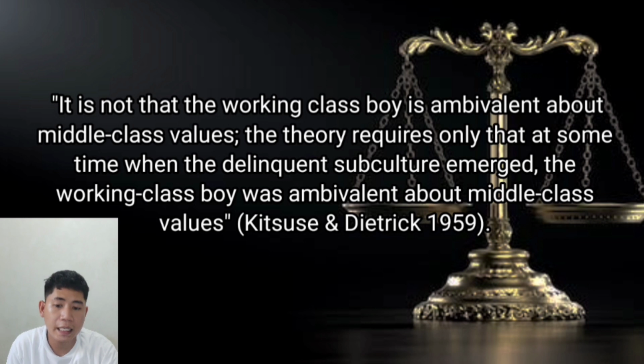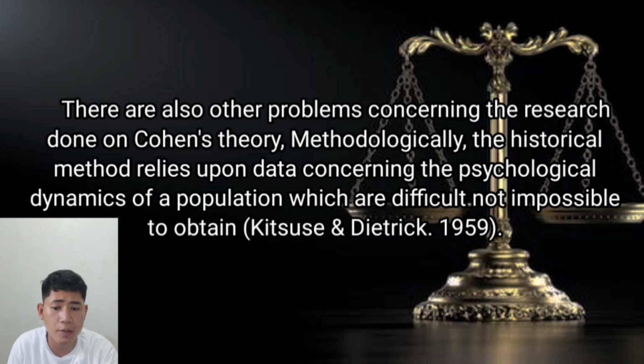It is not that the working class boy is ambivalent about middle class values. The theory requires only that at some time when the delinquent subculture emerged, the working class boy was ambivalent about middle class values. There are also other problems concerning the research done on Cohen's theory. Methodologically, the historical method relies upon data concerning the psychological dynamics of a population, which are difficult, though not impossible, to obtain.